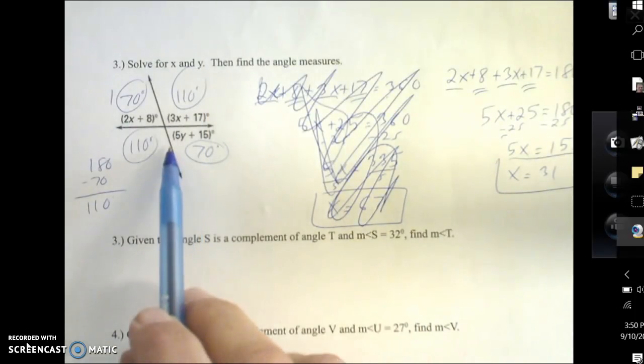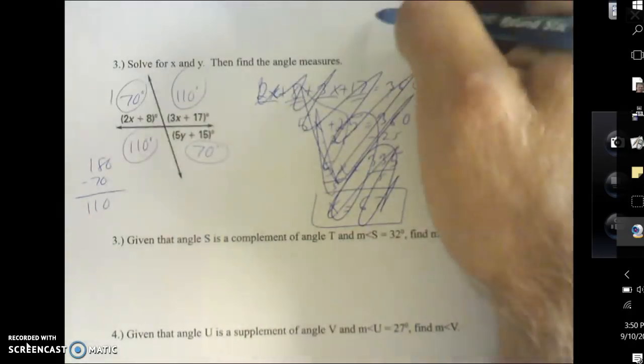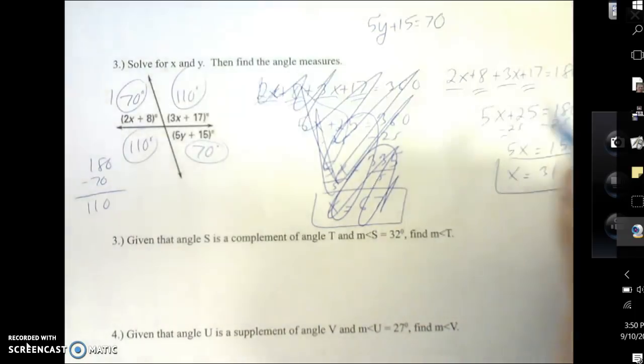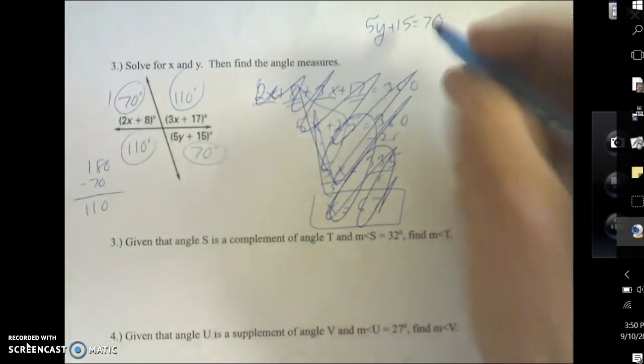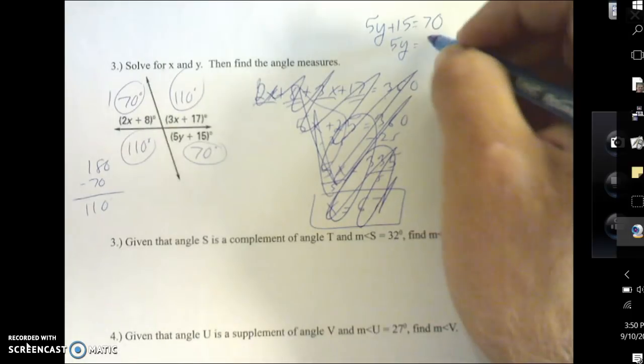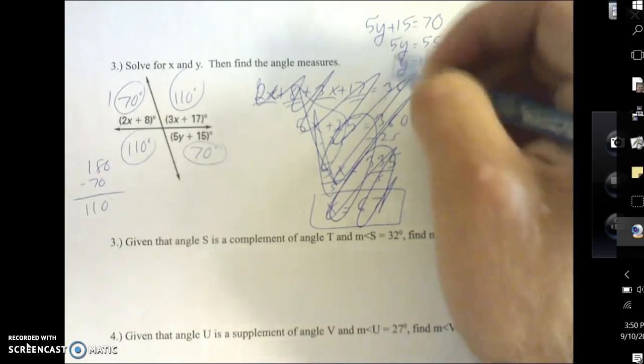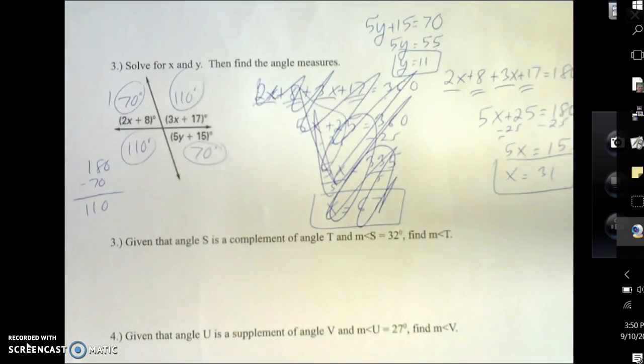All right. So, like right here, we figured out that this angle down here, 5y plus 15 must equal 70. So I can solve this real quick. I can subtract 15 over. Okay. I can divide by 5. Y equals 11. And we're all good.